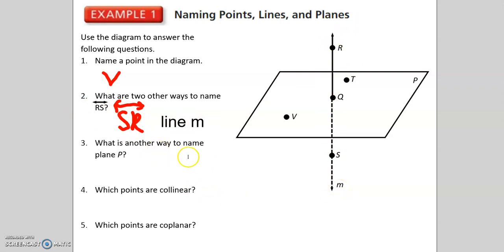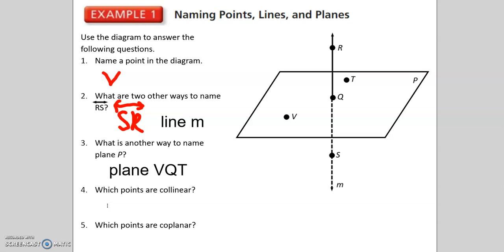What is another way to name plane P? Here's plane P, that random letter hanging out on the plane. So another way to write this plane that I'm talking about is with 3 points on the plane. So what 3 points do you see on the plane P? Plane V, Q, T. Okay, those 3 points all fall on this plane, not necessarily R and S, right? Kind of leads me to my next question.